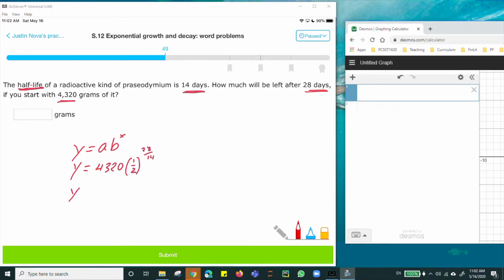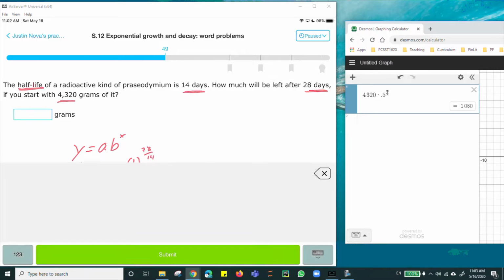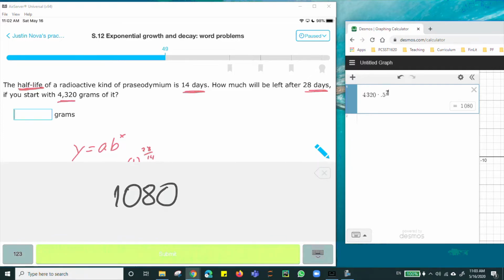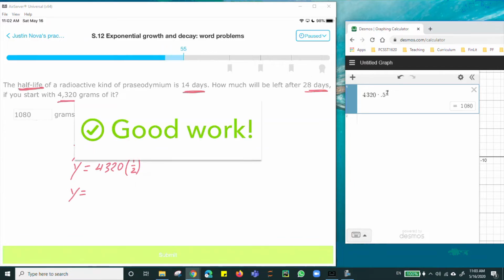So let's put this one in our calculator and see what we're going to get. So 4,320 times 1 out of 2, I'm going to put 0.5, same thing. And then I'm going to raise this to 28 divided by 14, which is 2. So I'll raise it to the second degree. So I got 1080. So when I click over here and put that number, 1080, most likely I'm going to get the right answer. So here you go. Good work.